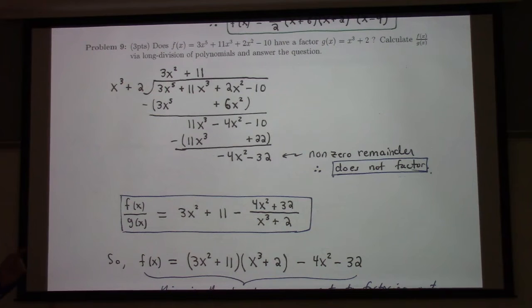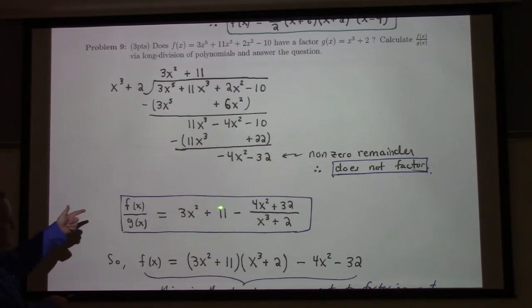All right, so I took a point off because I asked you to answer the question, and a lot of you have not answered the questions. Others of you have answered the question, but your long division is far from correct. So I took off points if you had a correct long division, but you didn't actually say it doesn't factor, I took a point off, I think. If you had the right answer, but your long division is far from correct, I took off 2 points, I think.